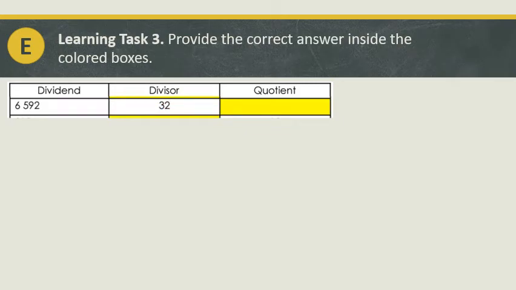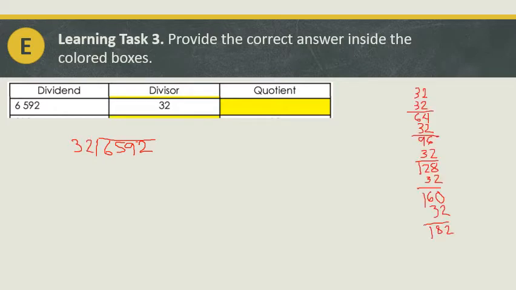Next, so quotient ulit ang nawawala. So, divide lang natin. So, 6,592. So, yan ang nasa loob. Divided by 32. Okay, so sunod naman tayo. Ayan, nilista ko na dito ulit yung skip counting by 32.